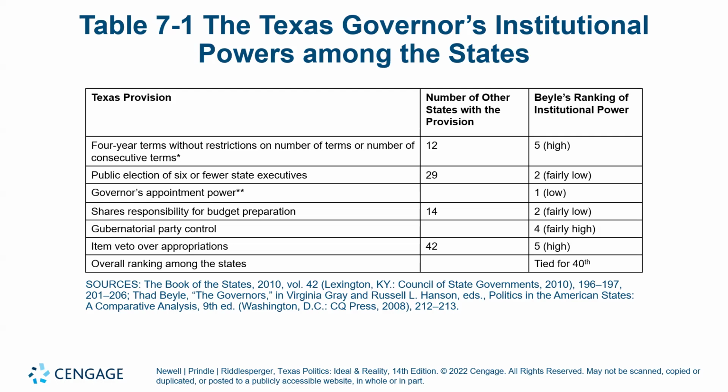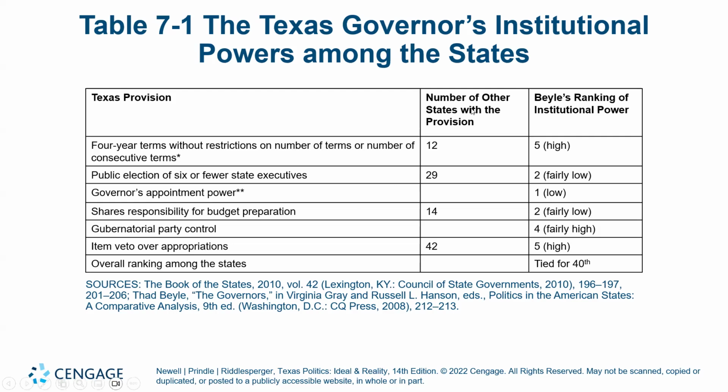So when factoring all this, they were able to determine that in terms of Bale's ranking of institutional power, Texas is tied for 40th. So even though you might say some of these are fairly high and some of these are fairly low, the ranking also doesn't look at these evenly, right? This ranking is looking at the power within the actual job of the governor.